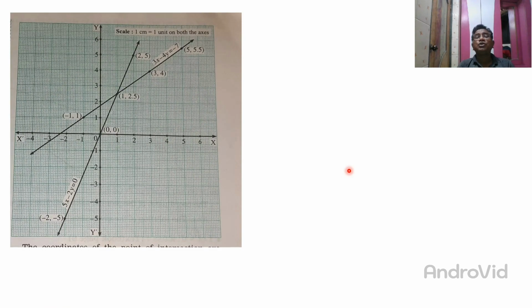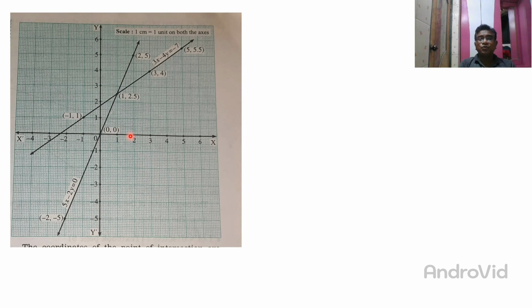Then with the help of these two tables, we plot the graph. When you plot a graph, first you draw the x axis. Here you write x, and here, the mirror image of x, you write x dash. Then you plot the y axis. Here you write y, and the mirror image of y, you write y dash. After that you write a scale here: 1 centimeter is equal to 1 unit on both axes, that means x axis and y axis.